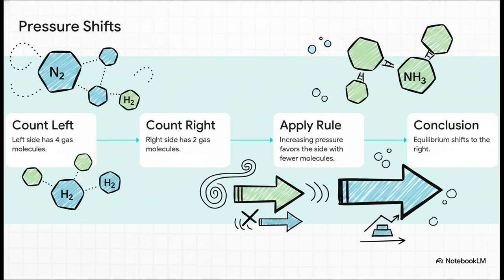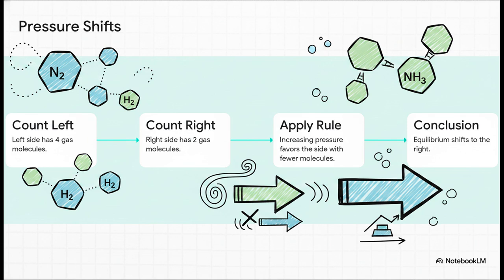1 nitrogen gas molecule plus 3 hydrogen gas molecules forms 2 ammonia molecules. Let's treat it like a simple puzzle. Step 1, count the left side. 1 plus 3 equals 4 gas molecules. Step 2, count the right side. We just have the 2 ammonia molecules there.